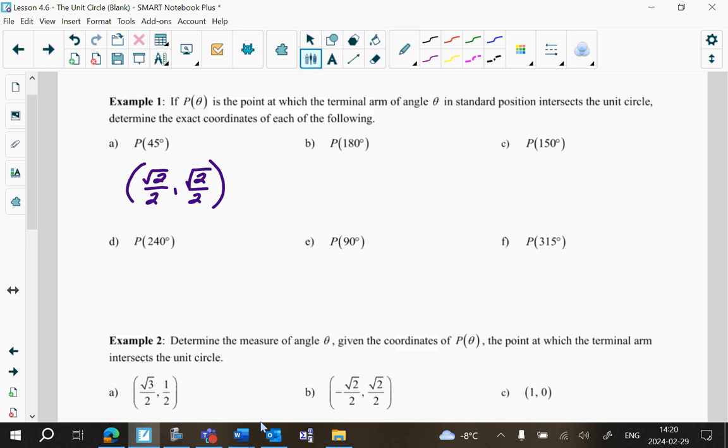How about 180? 180 goes like that. Negative 1 comma 0. 150, that's the 30-degree family. Negative root 3 over 2 comma... I didn't hear the rest of it. 1/2.